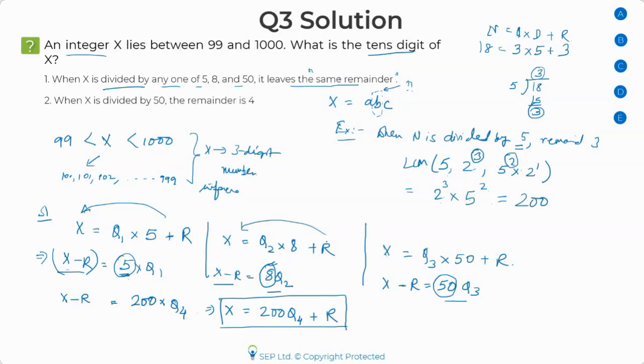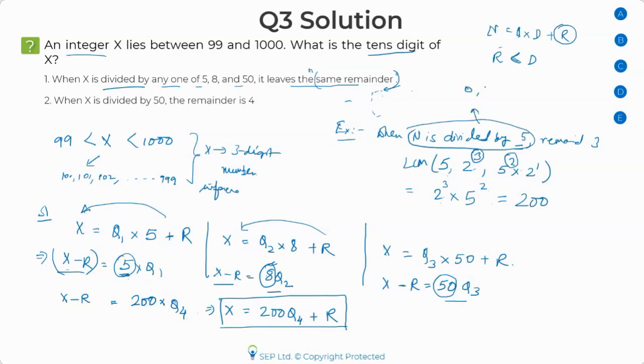There's one more small thing which I did not mention in the starting, which ideally I should have. Whenever we are talking about the general form of a remainder, when I talk about n is equal to qd plus r, this remainder always needs to be less than the divisor. So if I'm dividing a number by 5, the possible remainders can be 0, 1, 2, 3, and 4. There is no other possibility. I cannot have my remainder as 5.